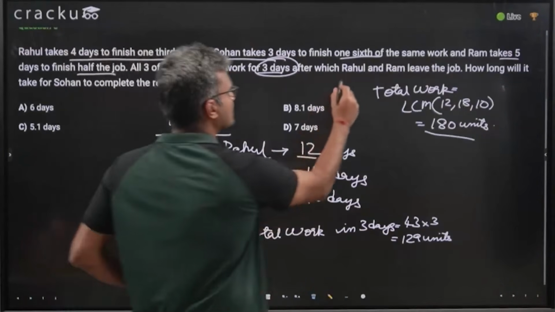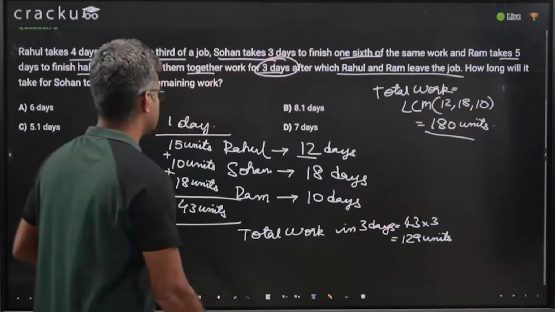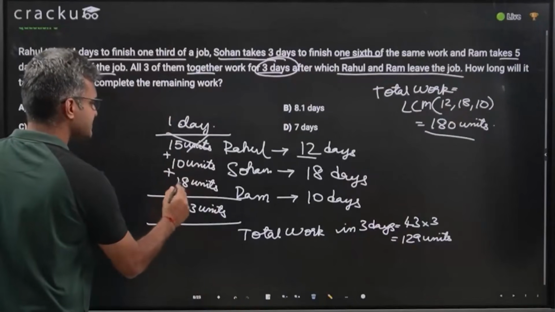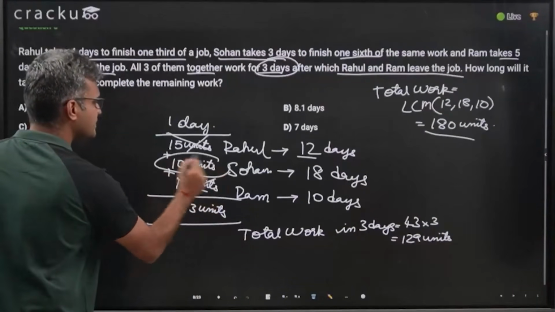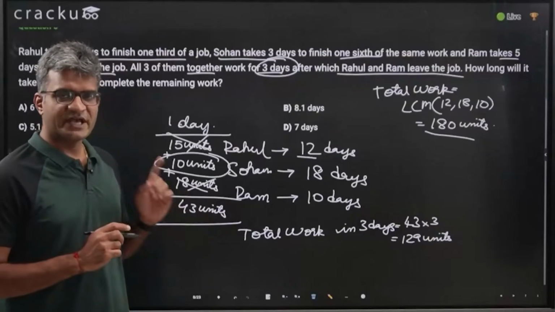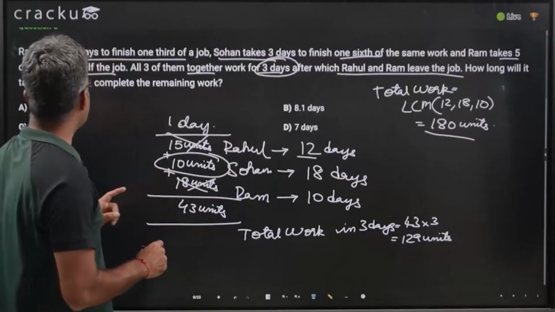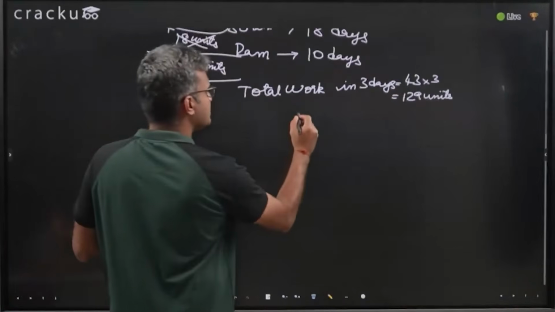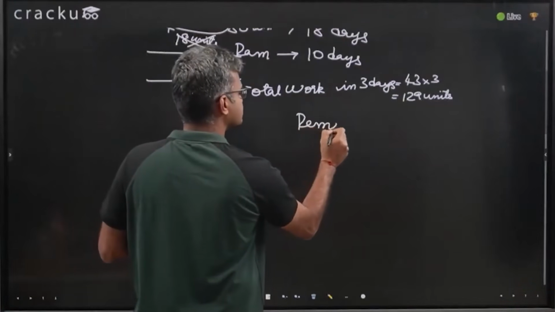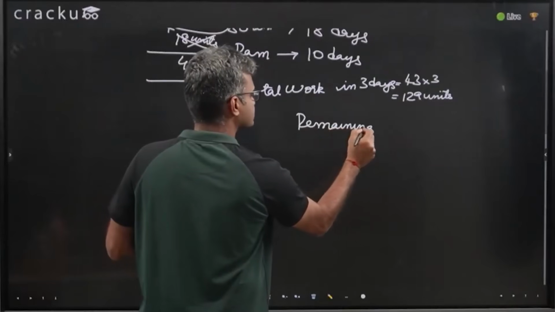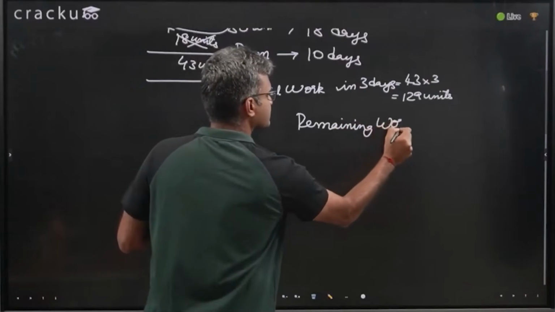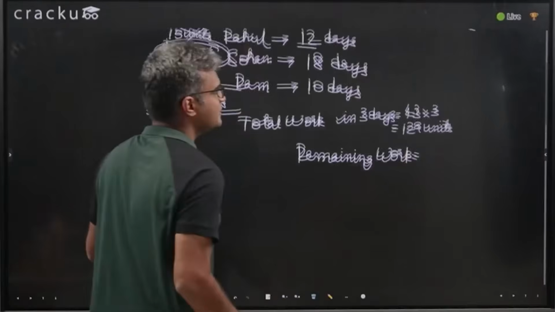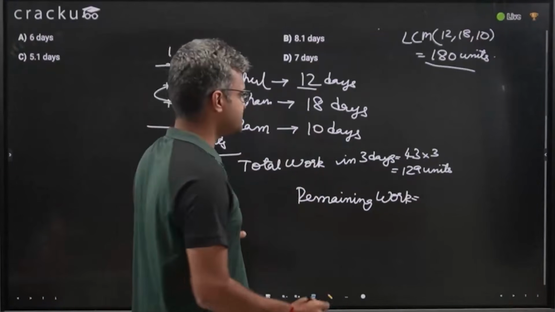And then Rahul and Ram leave the job. So this guy leaves, this guy leaves. Who is left? Only Sohan is left. And Sohan will be doing 10 units every day. How long will it take Sohan to complete the remaining work? What is the remaining work? Remaining work will be 180 minus 129, which is 51 units.